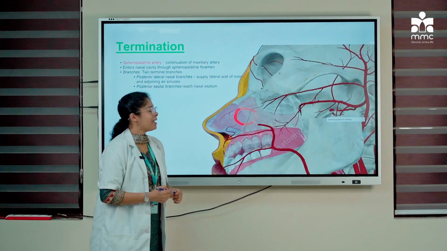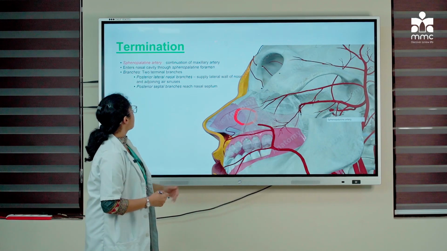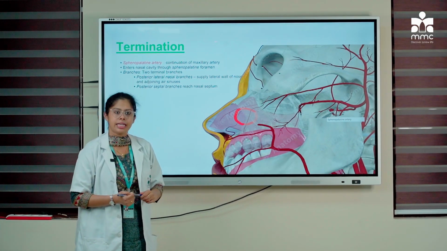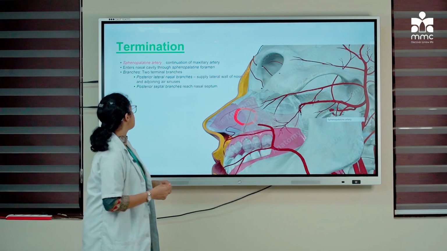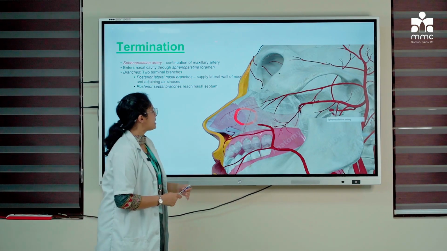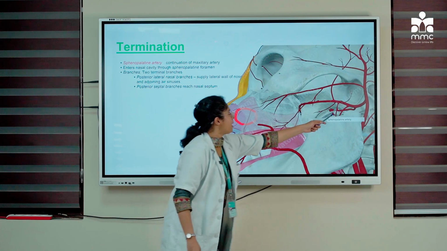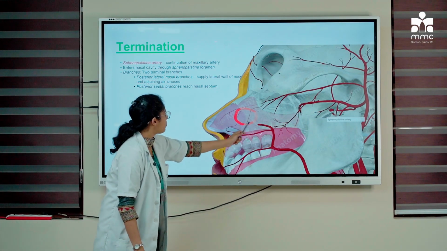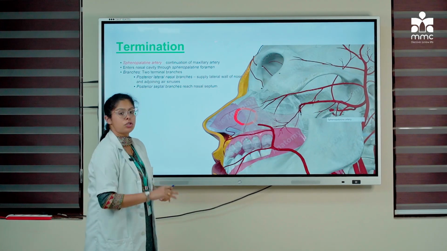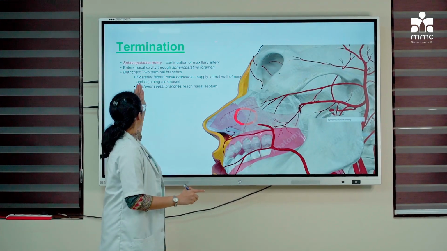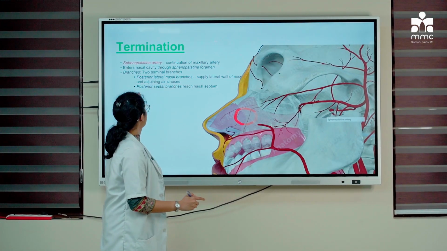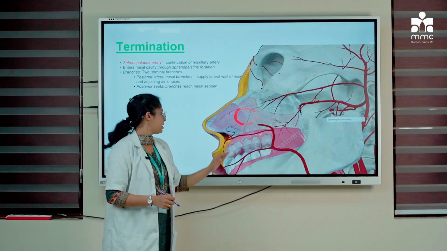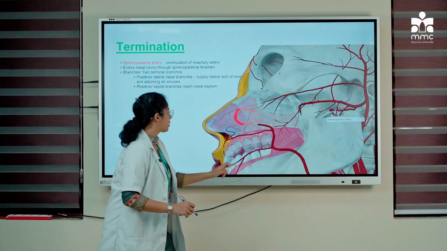That's what I just now mentioned. The sphenopalatine artery, it's the continuation of the maxillary artery or the termination. One or the other way you can say. It enters the nasal cavity through the sphenopalatine foramen and reaches the anteroinferior part to give rise to two branches, the two terminal branches: posterior lateral nasal branch and posterior septal branch. This is how the maxillary artery got terminated. Clear?